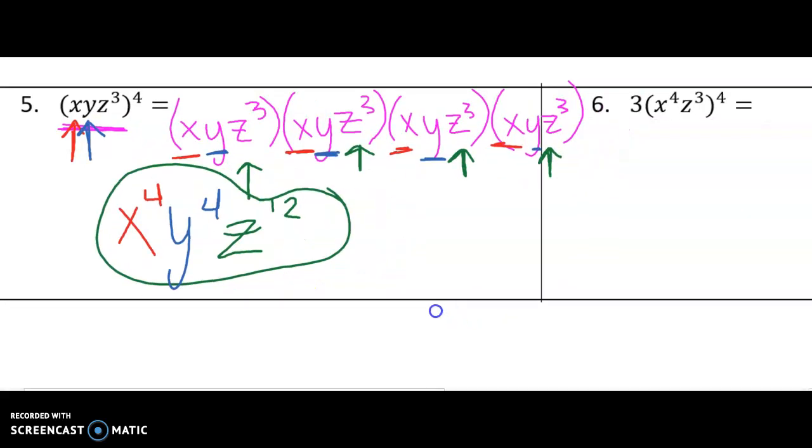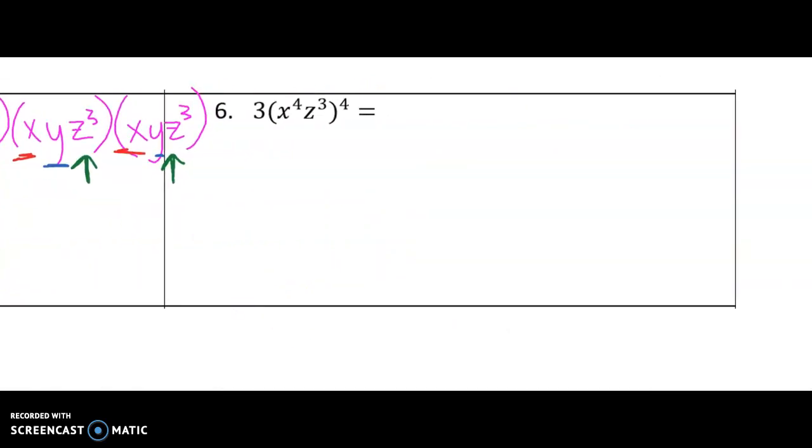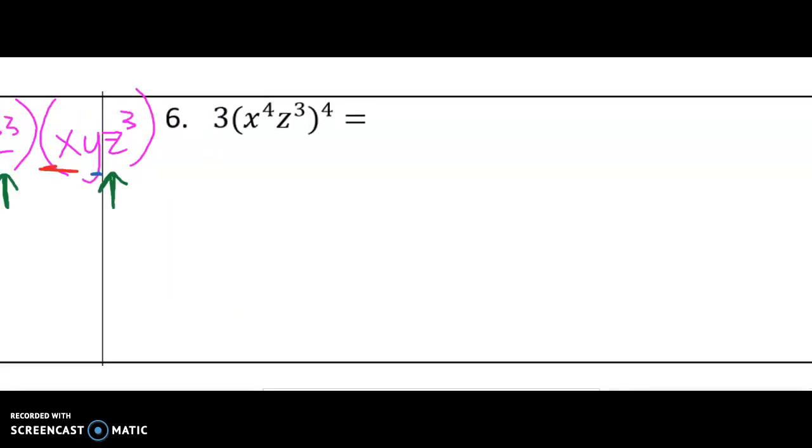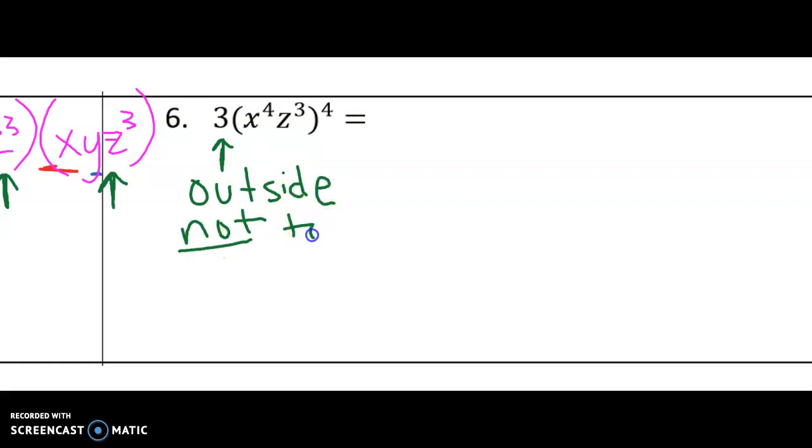Let's go ahead and do the last example, number 6. Take a minute and ask yourselves, what is different about number 6? What you might notice is different is that the 3 is outside of the parentheses, and because it is outside, it is not to the 4th power. So you do not write it 4 times. So this is how I'm going to write it. I'm going to keep the 3 right there because it is still part of the problem.